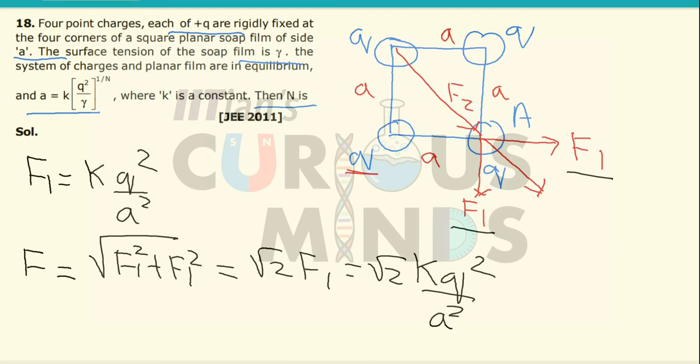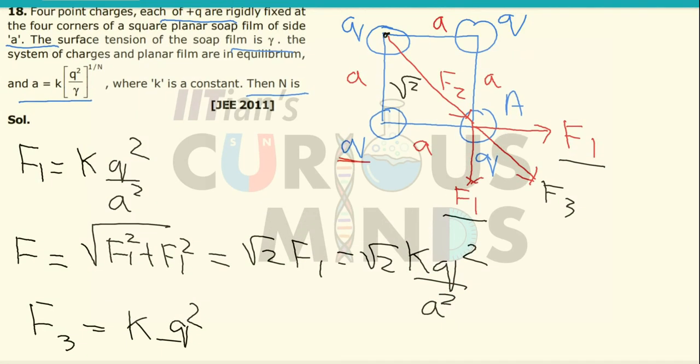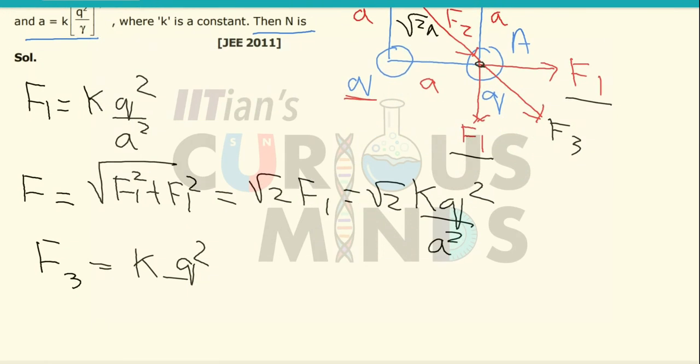Now the force due to the third charge, that is this charge, let me call this F3. So F3 will be equal to k q square divided by the distance squared. The distance between them will be equal to root 2 A, from this point to this. So when I square that, it will be equal to 2A square.